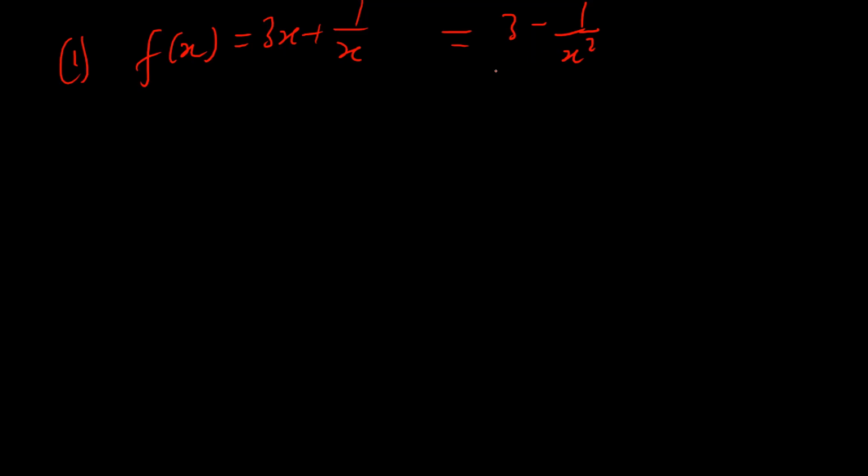So you have two assignments. And the first one is that you are to obtain from the first principle the derivative with respect to x of the function f of x equals 3x plus 1 over x. And the answer is 3 minus 1 over x squared. So make sure you get it correct. And then another assignment for you is that you have to obtain from the first principle of derivative f of x equals root of x.